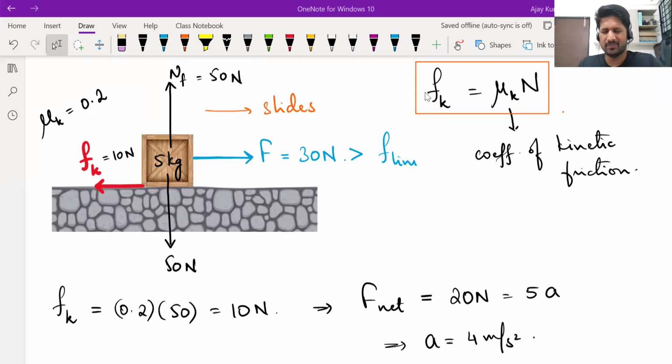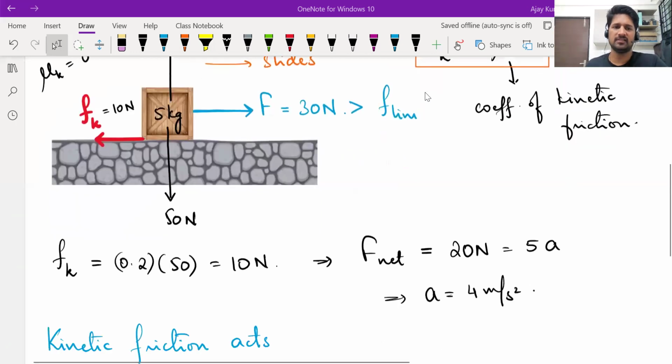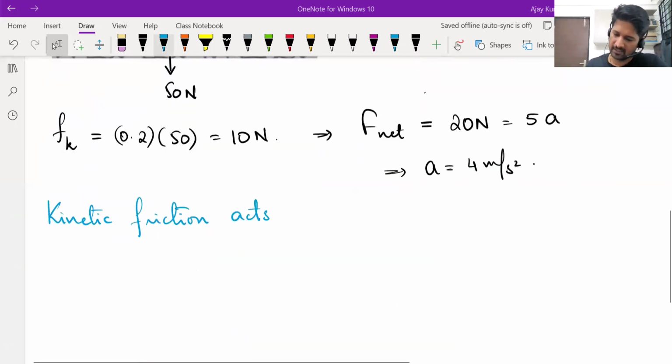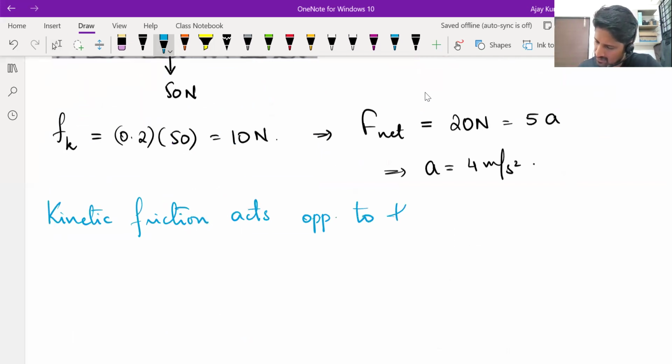Fine. Basically, friction tries to prevent sliding. No, if an object has already started sliding, then friction acts exactly opposite to the direction in which the object is sliding. What other choice does it have? Okay, so kinetic friction acts opposite to the direction in which the object is sliding.